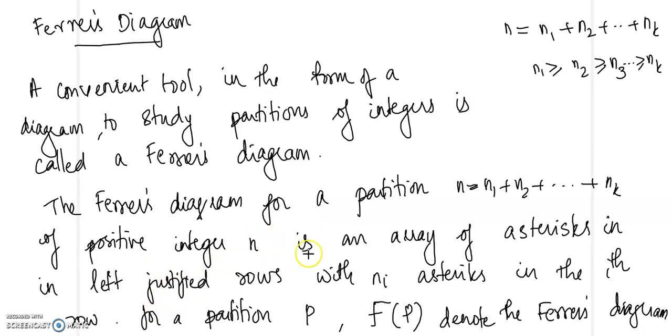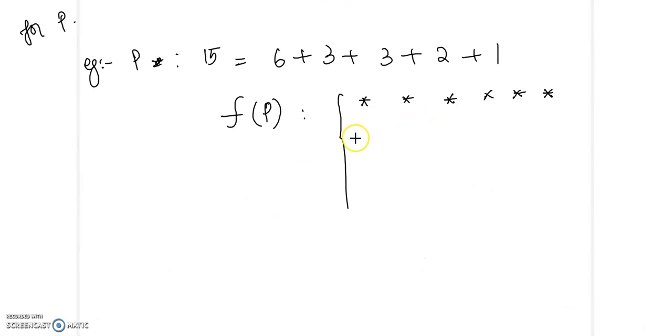So there is an array of asterisks in left justified rows with ni asterisks in the ith row. So the ith row will contain ni asterisks. The first row will contain n1, the second row will contain n2, and the kth row will contain nk asterisks. Corresponding to 3, you will have 3 asterisks. Then again for the next 3, then for the next you will have 2, and for the last one you will have 1. So this is how we write the Ferrers diagram for a given partition.